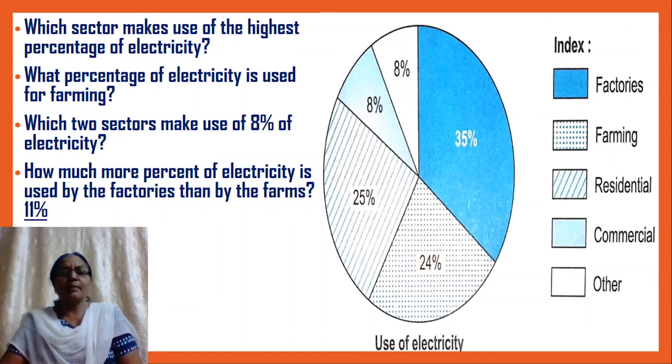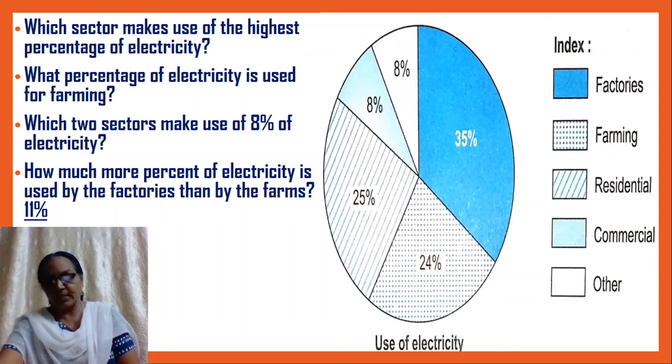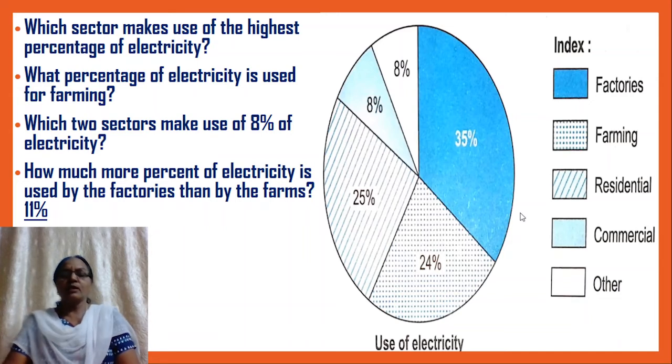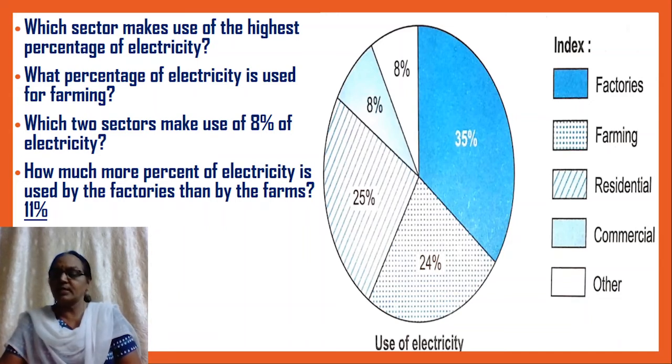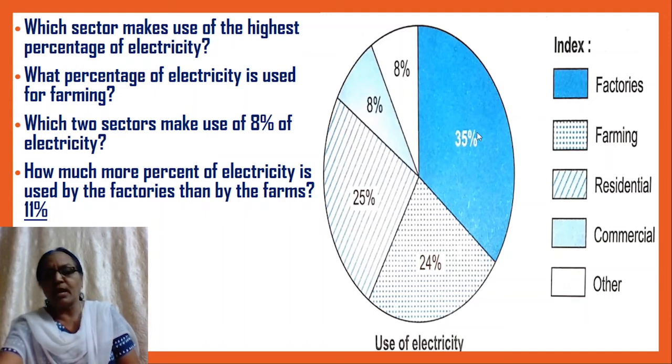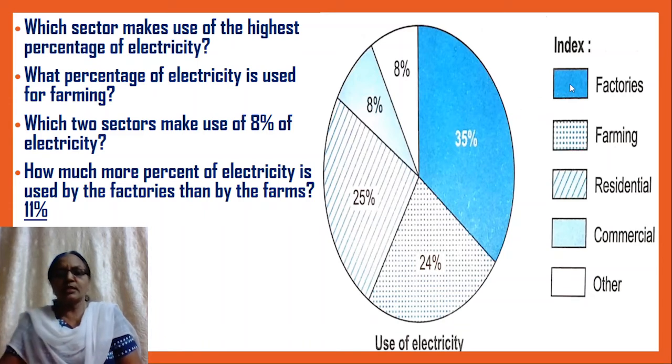So, which sector makes use of the highest percentage of electricity? Looking at the color, you'll have it along the index. Along the index, you find the various sectors: factories, farming, residential sector, commercial, and others. All these make use of electricity, and the amount consumed by each of them is different. The highest percentage of electricity is consumed by factories.